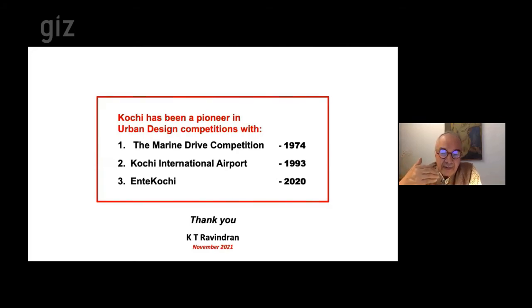It's trying to mitigate. It's as if it's atoning for these sins of the earlier competitions, attempting to deal with the issue of flooding in a more holistic and cohesive way. So there is a progression here from a complete no-no type of acquisition land, to a no-no type of developing an airport on a riverbed, and then moving on to the EnteKochi program, which actually addresses the issue from the side of the water and not from the side of the city. So there is a progression here, and I must congratulate Kochi for being the pioneers in all these three competitions. They have pioneered the issue of urban design competitions.